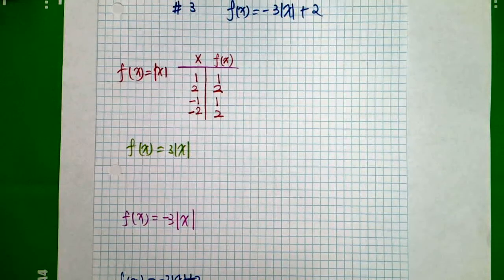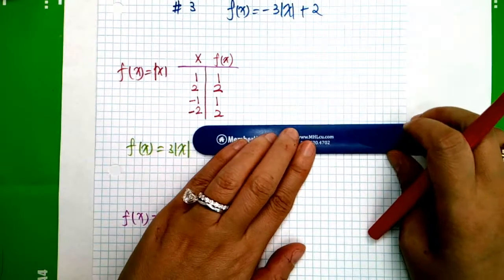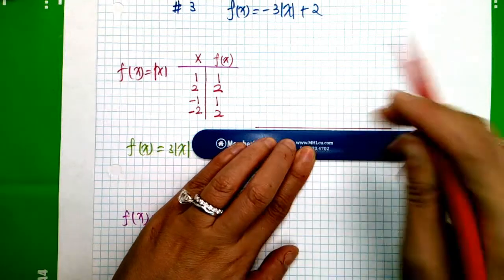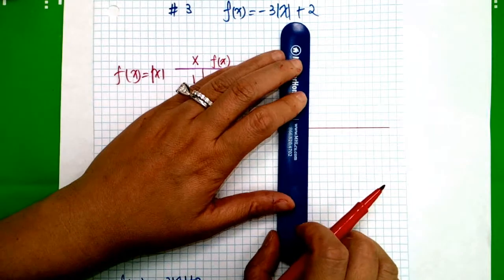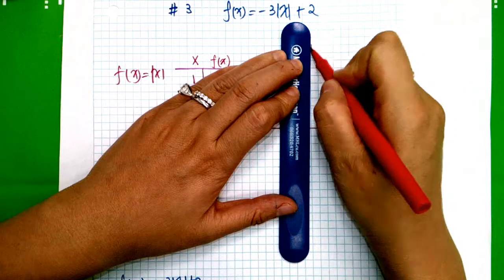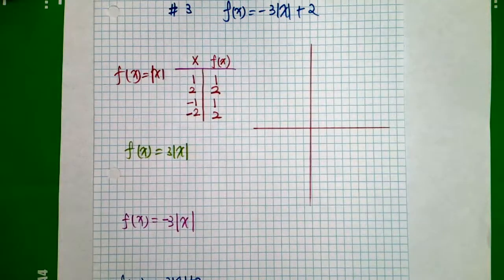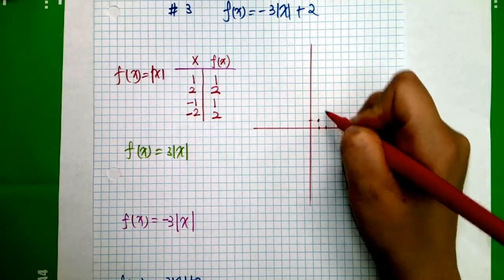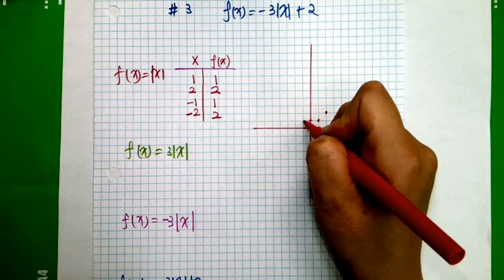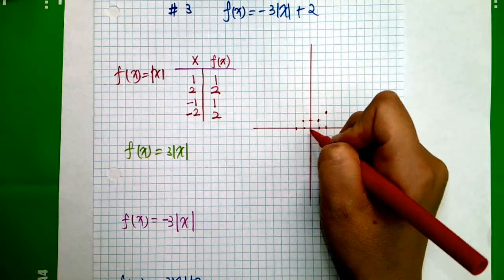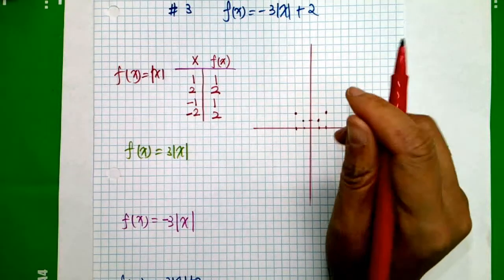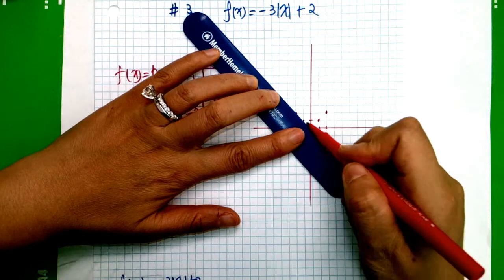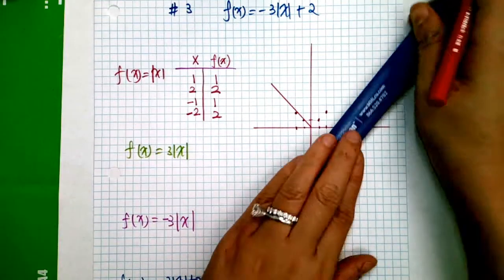So when we plug in all the points on our graph, the graph will look like this. I purposely use a different color so you can see each step transformation, how different. 1, 1, 2, 2, negative 1, positive 1, negative 2, and positive 2. When I connect the graph, it looks like this.